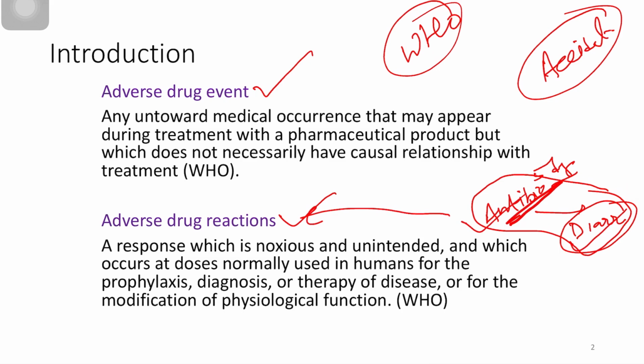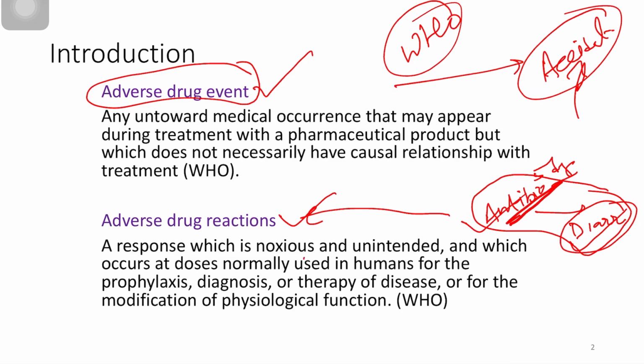And on the fifth day, the patient met with a minor accident. That doesn't necessarily mean that the antibiotic induced the accident. That accident might be because of the antibiotic or not, but it happened during the course of treatment. So that is called an event, an adverse event. So it is called an adverse drug event. That is the difference between the two terminologies.